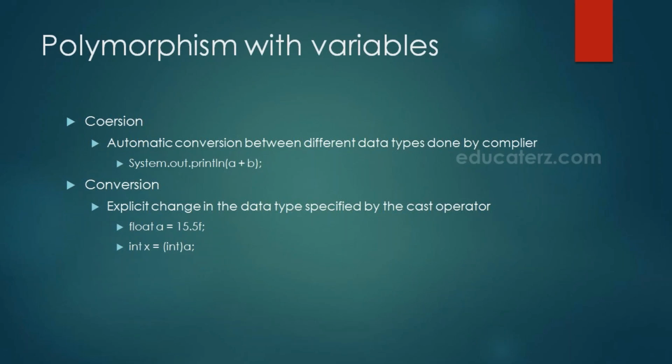So this is called coercion. That is automatic conversion between different data types done by the compiler. So let's take another example.